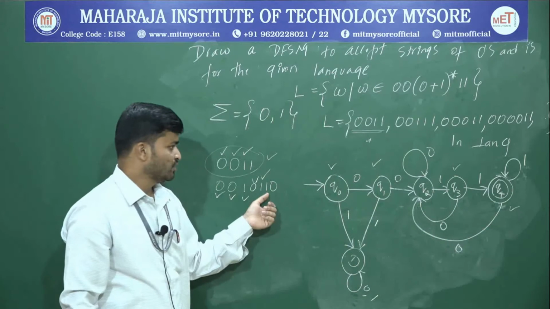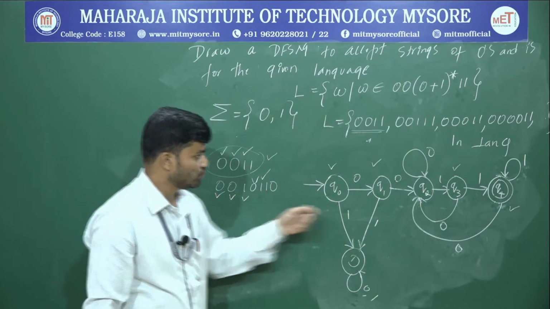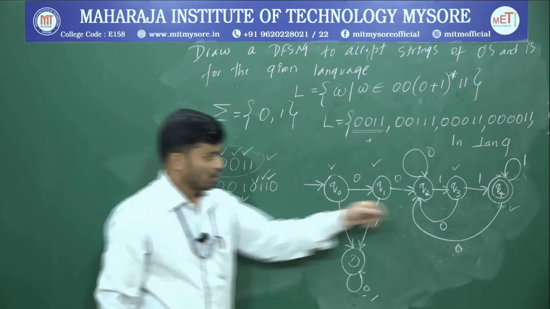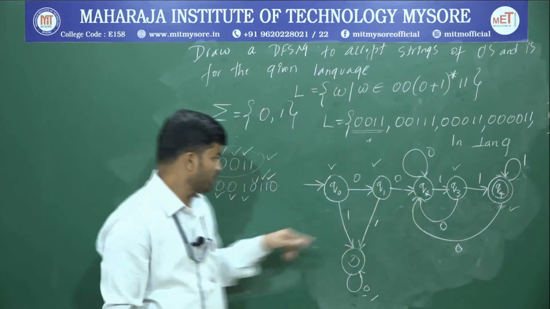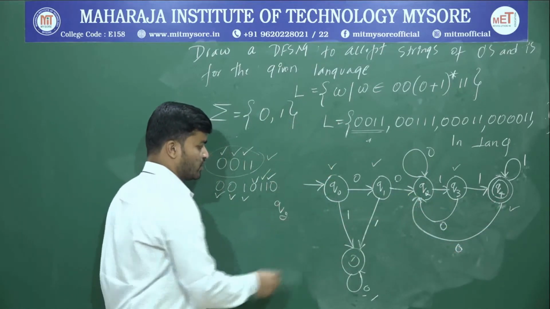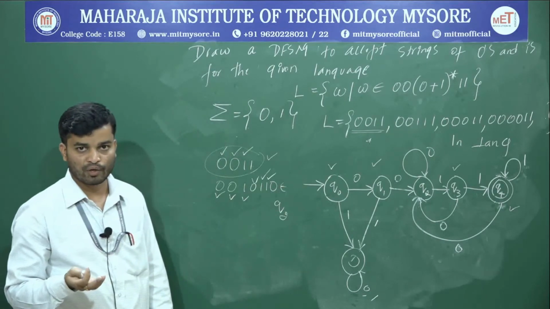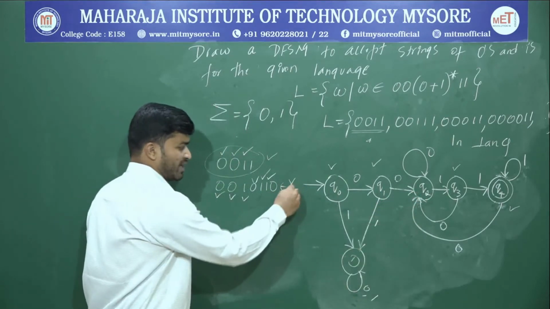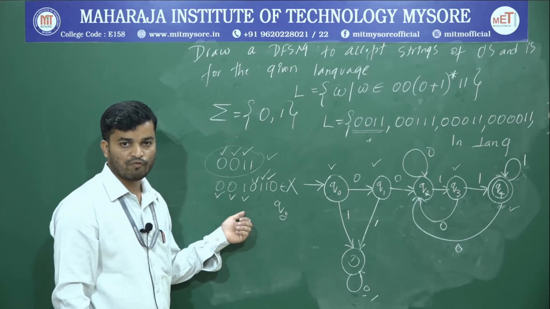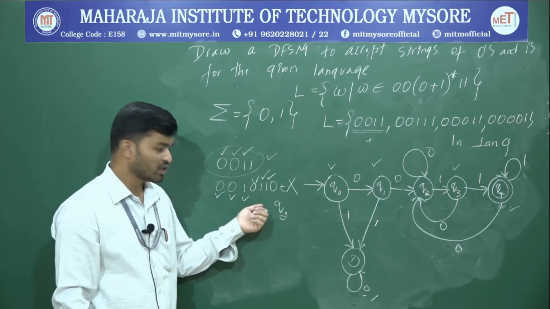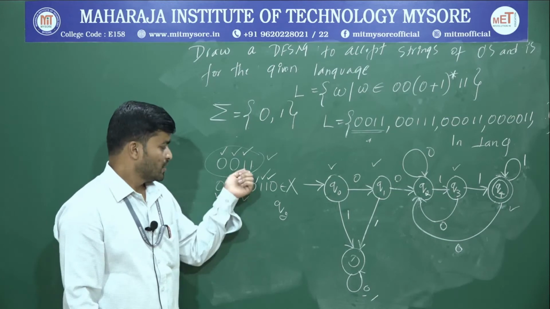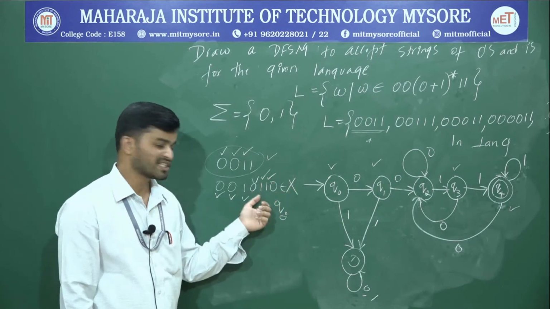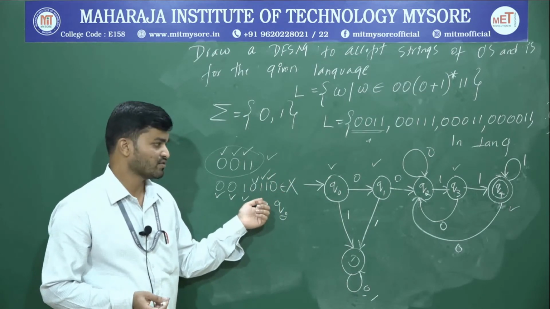Now you are in Q4, and the input is 1. If the input is 1, again it will take a transition to Q4. Now you are in Q4, and the input is 0. It will come back to Q2. Now you are in Q2, and your input is over, but Q2 is not an accepting state. Therefore, this string will not be accepted. Why is it not accepted? Because this is not a valid string. Simple. If your automata is correct, it should accept all the valid strings, but it should not accept even a single invalid string. This is how we can trace that.